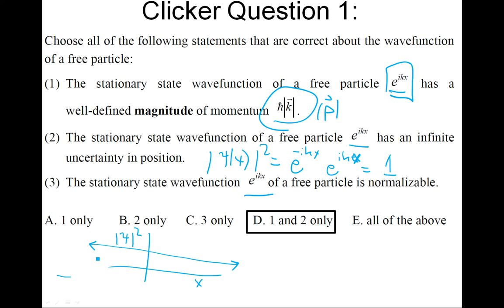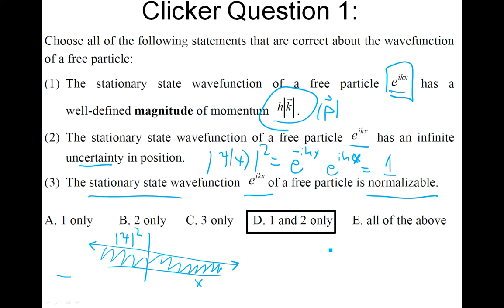Sorry, it's not very constant, but basically the area under the curve, first of all, is infinite, and it's equally likely to be anywhere. So it has an infinite uncertainty in position, and then the stationary state wave function is not normalizable. It's got infinite area under this curve, and so at least in the way that we've talked about normalization so far, this is not normalizable.